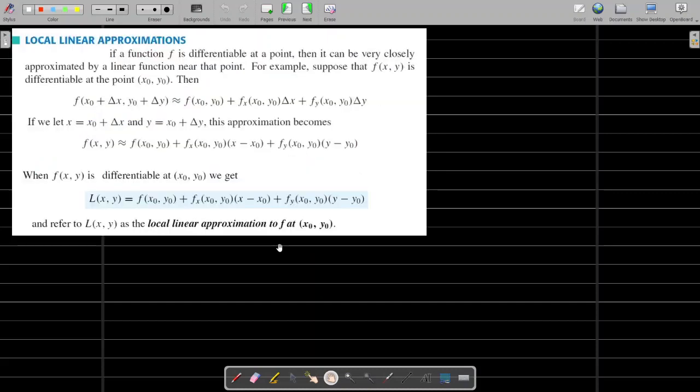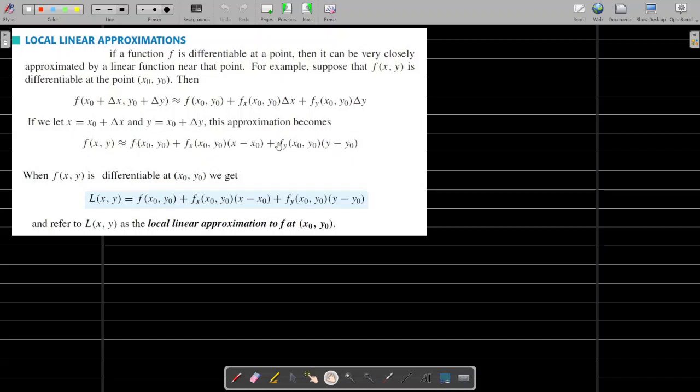Now we will move on to functions of several variables. In functions of two variables, if f of x y is differentiable at the point x naught, y naught, then f of x naught plus delta x, y naught plus delta y can be approximated by f of x naught, y naught plus fx into delta x plus fy into delta y. So if I take the first point as x naught, y naught, and the second point x naught plus delta x as x and y naught plus delta y as y, f of x y can be approximated as f of x naught, y naught plus fx into x minus x naught plus fy into y minus y naught in a very close neighborhood of the point x naught, y naught.